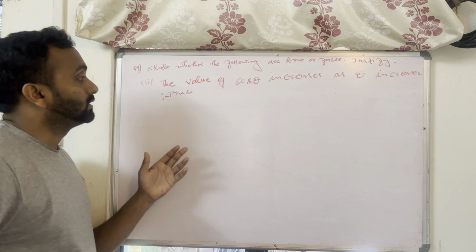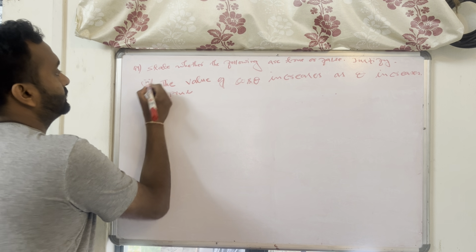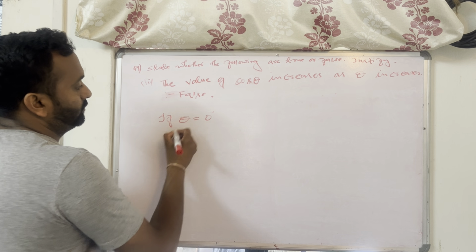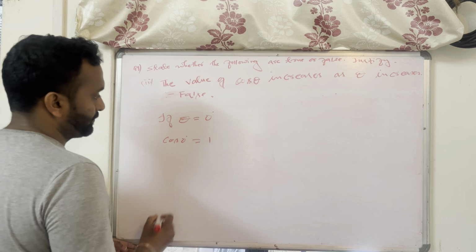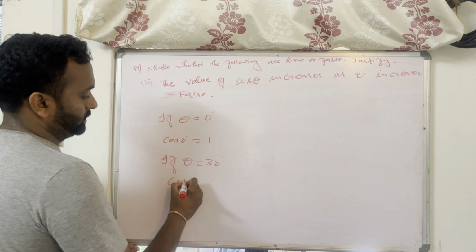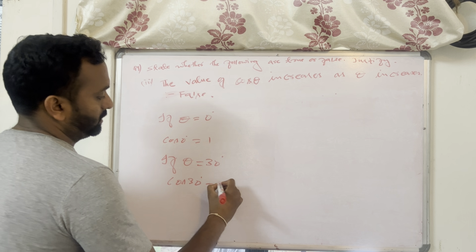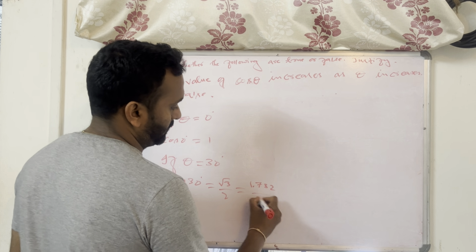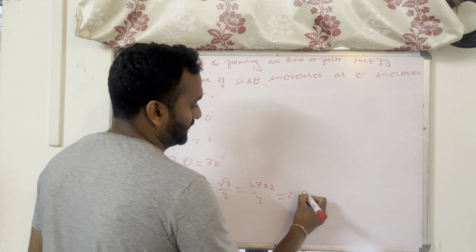Now we have the next question, part 3. The value of cos theta increases as theta increases. So this will be false, and let's check how. If I start with theta as 0 degrees, we know cos 0 degrees is 1. If we take theta as 30 degrees, we know cos 30 is root 3 by 2, and root 3 is 1.732 divided by 2, which will be some 0.8.